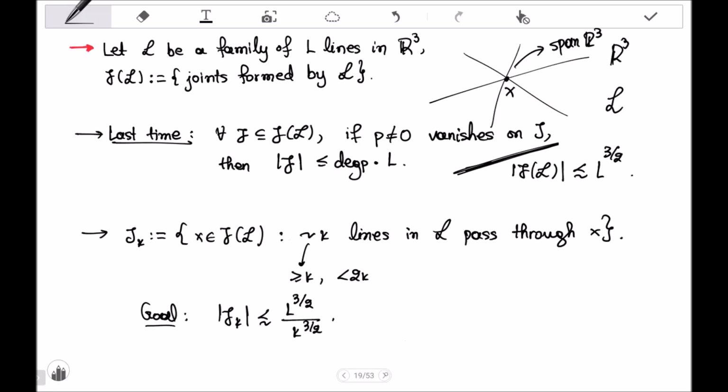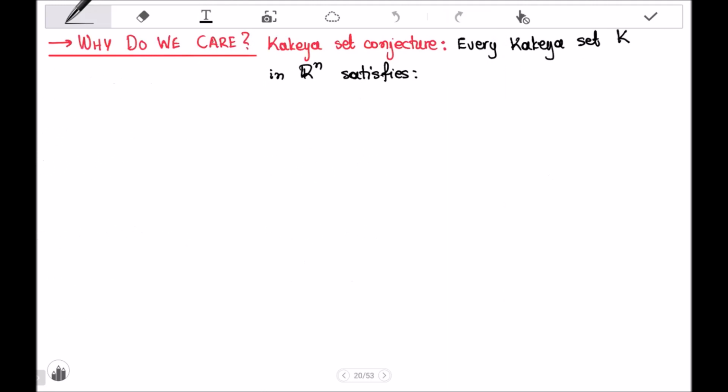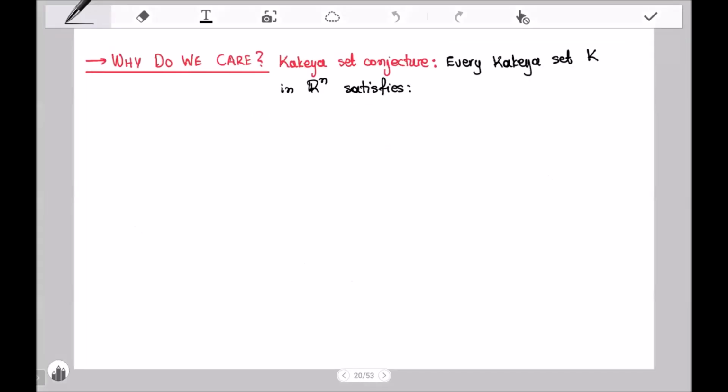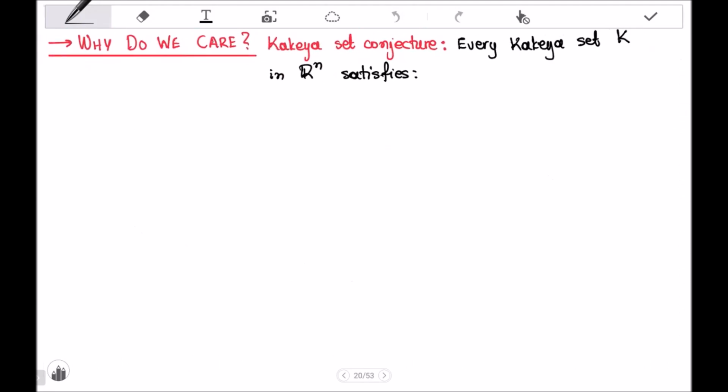So I'd like to say why we care about this, because I don't like doing things that are unmotivated. It relates to the Kakeya conjectures that we discussed the first day. So we said that every Kakeya set in Rn should have full Hausdorff and Minkowski dimensions. So the Hausdorff dimension should be n, and the Minkowski dimension should be n. The first would imply the second, of course.